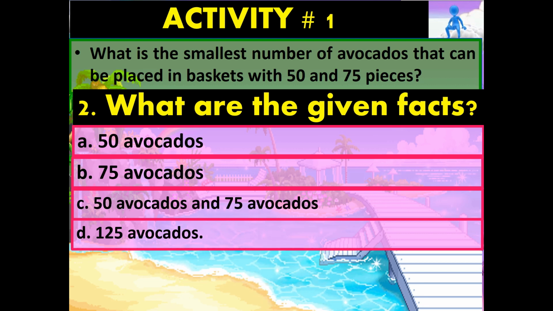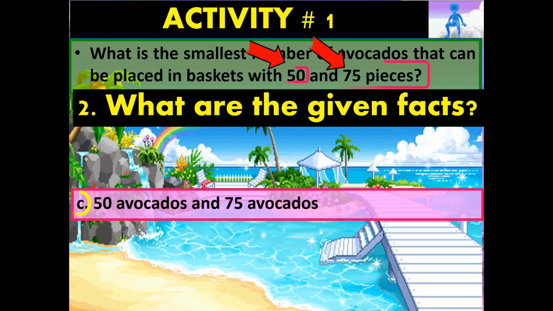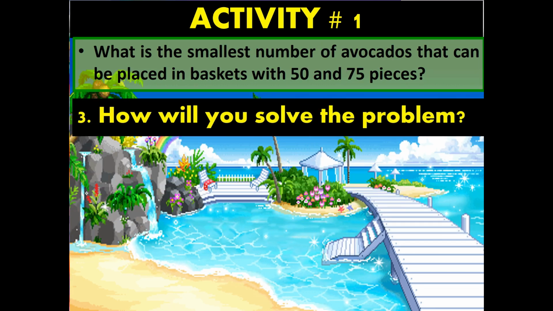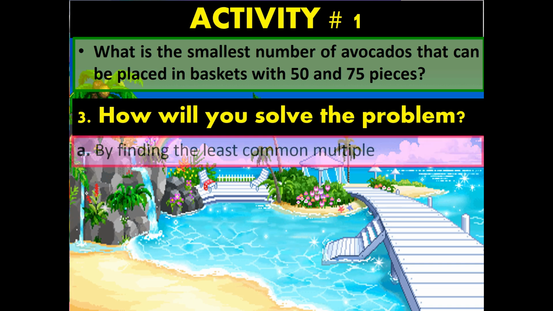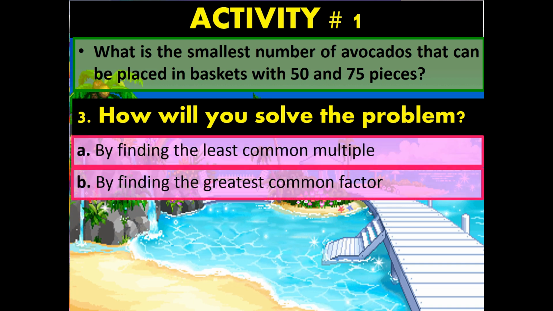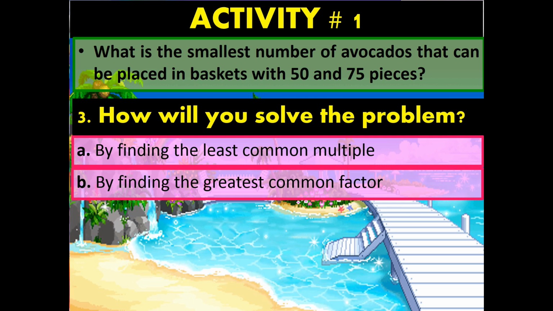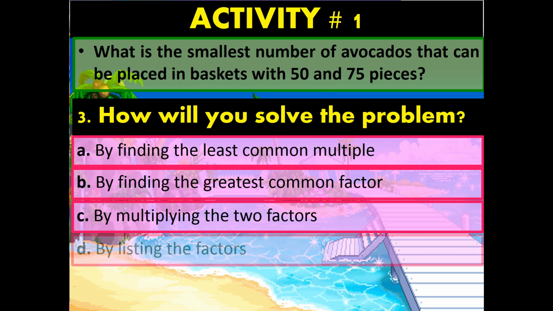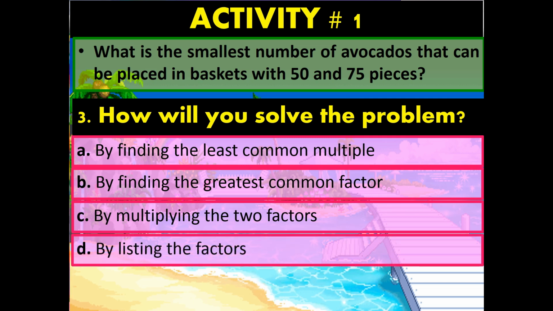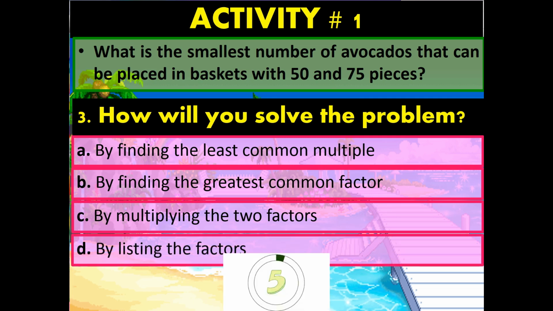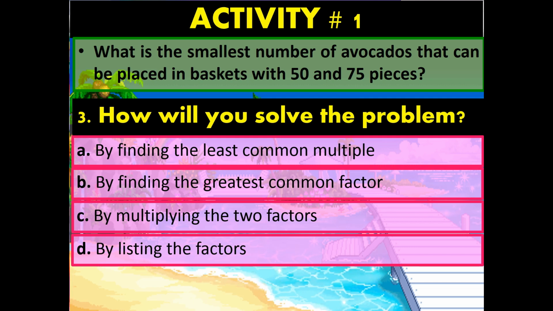Question number 3. How will you solve the problem? A. Is it through finding the least common multiple or LCM? Or B. By finding the greatest common factor or the GCF? C. By multiplying the two factors? Or D. By listing the factors? You have 5 seconds. The correct answer is letter A.